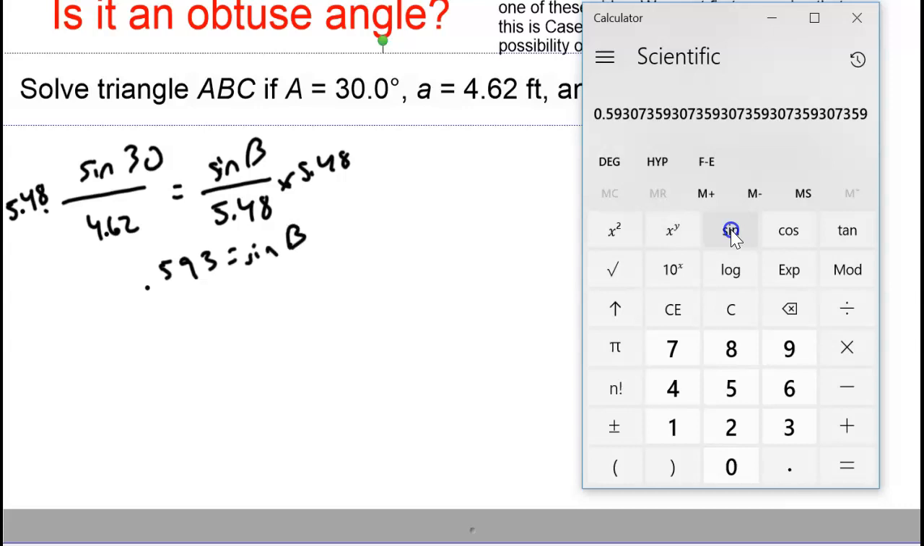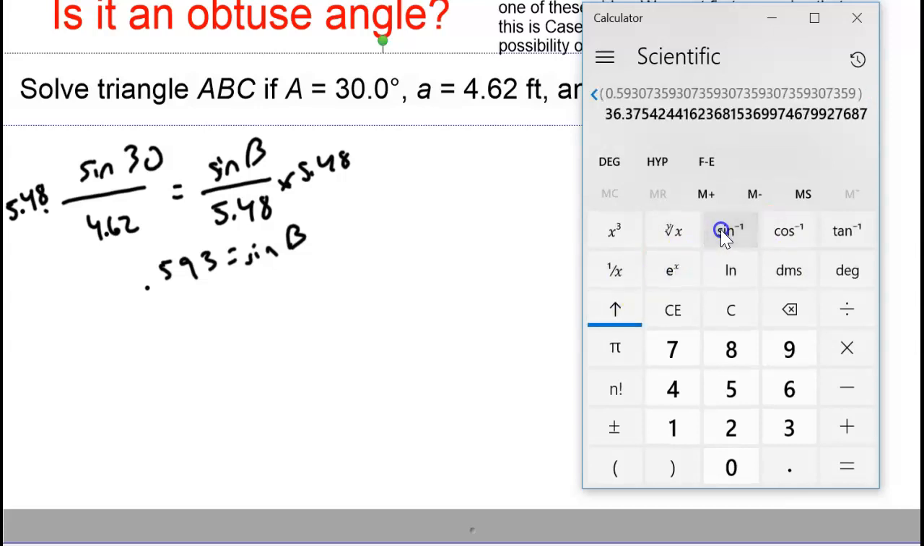So that means that when we're looking for angle B, by taking the inverse sine, 36.3738 is our angle B. And so there we go. So we've got that for our angle B.